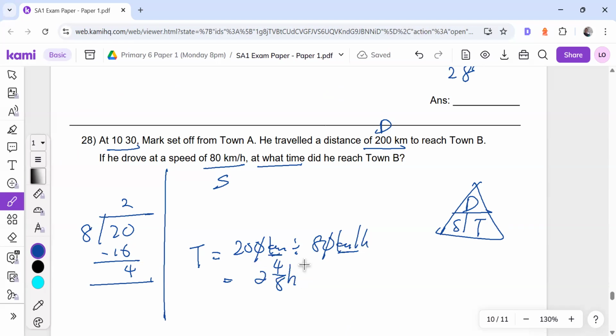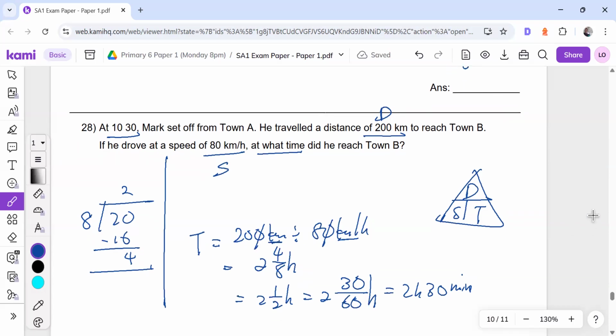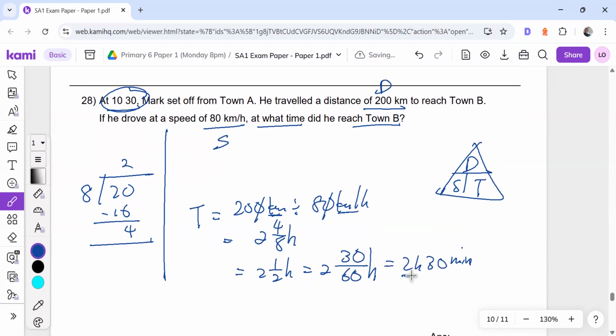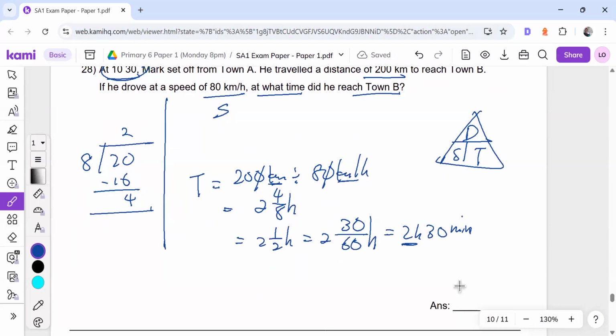And then how do you get how many hours and minutes? You get your simplest form, and then make the denominator into a 60 because 1 hour is 60 minutes, and you will get 2 hours and 30 minutes. That is the duration. So if he set off at 10:30, what time did he reach? You can do it mentally. 10:30 plus 2 hours will be 12:30. 12:30 plus another 30 minutes, your answer will be 1 p.m. Or you can leave it as 24-hour clock. Either answer is correct because the question never asks what format. Clear? Okay, let's move on.